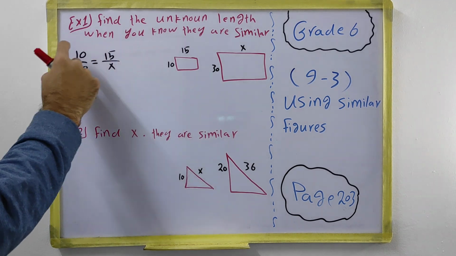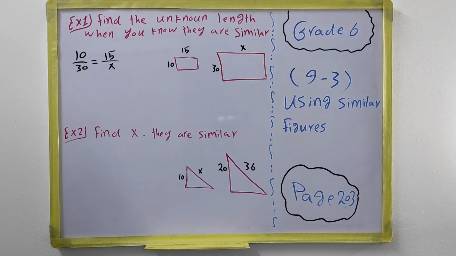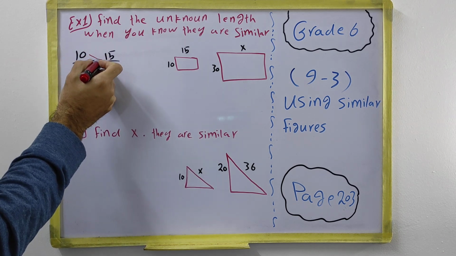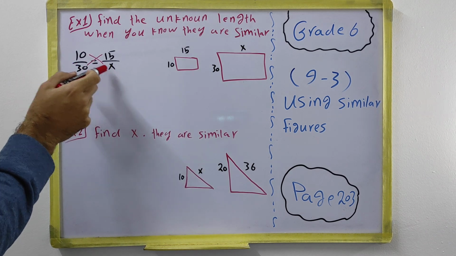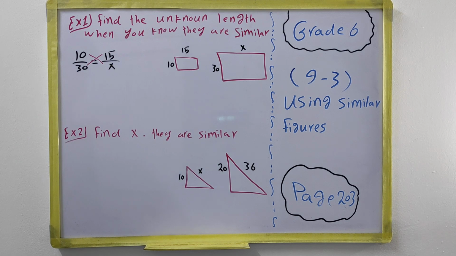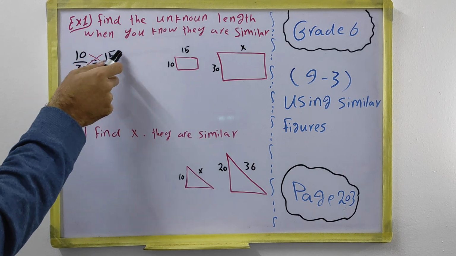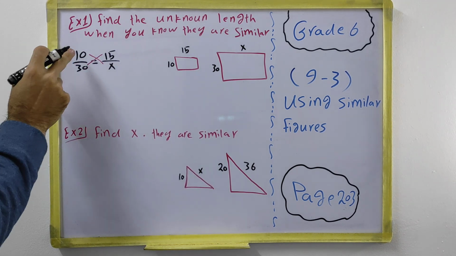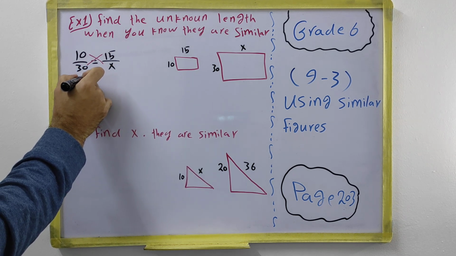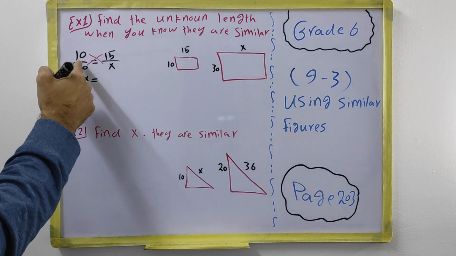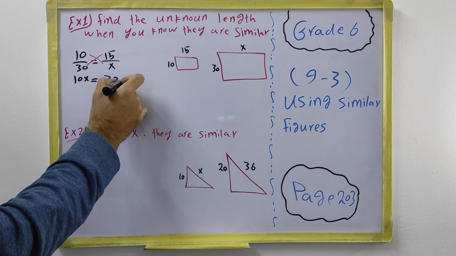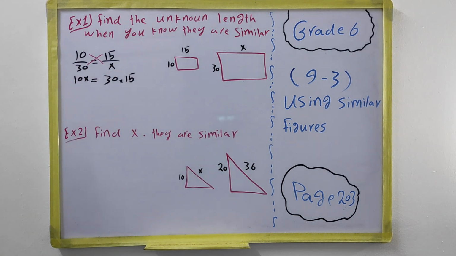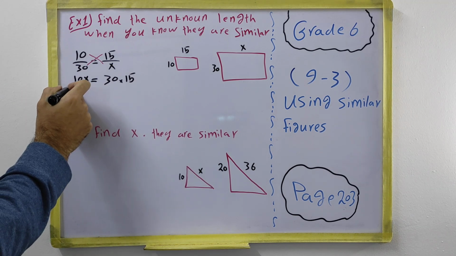Whenever you have two fractions with an equals sign between them, we have something called the cross product. It means this number multiplied by this one equals this number multiplied by the other one. You can use it just when you have two fractions with an equals sign between them. Now we say 10 multiplied by x, 10x, equals 30 multiplied by 15.